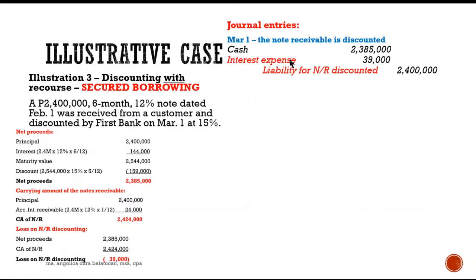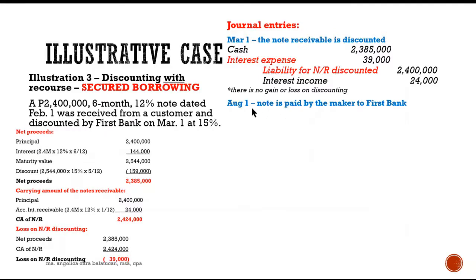And then, instead of crediting note receivable discounted, we credit liability for note receivable discounted. So that is the difference. And then there is interest income. Again, there is no gain or loss on discounting. On August 1, the note is paid.